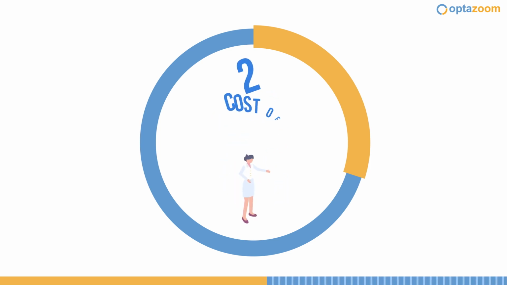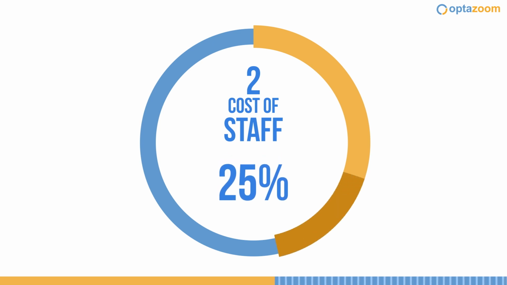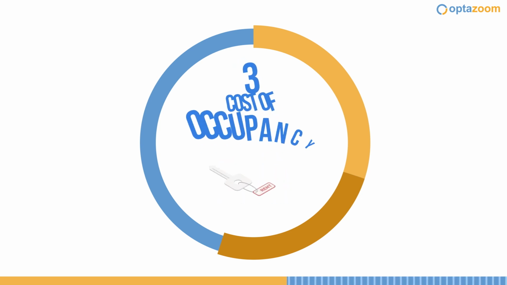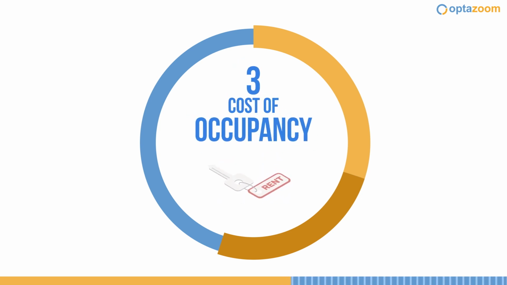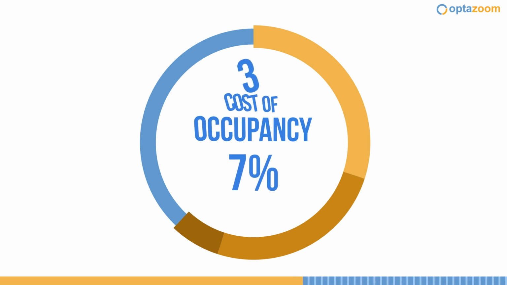Staff, meaning non-optometrists, means that you want to try to aim for about 25%. This is one category that in California, we usually go over on. Occupancy is another huge one. You want to only max out at 7 or 8%. If you're paying more for occupancy costs, it's going to cut into your bottom line.